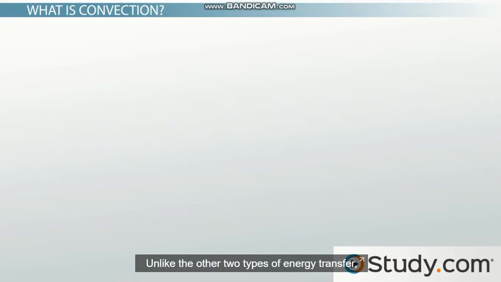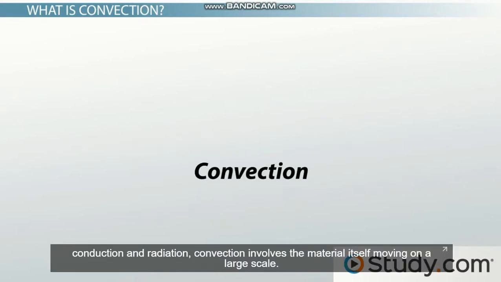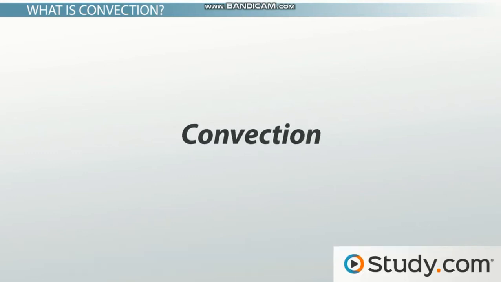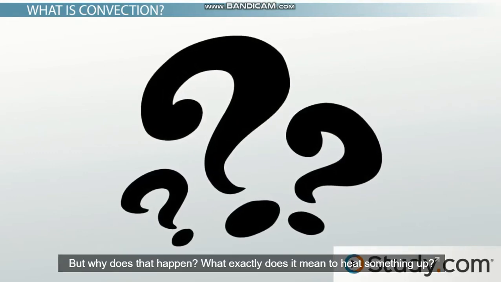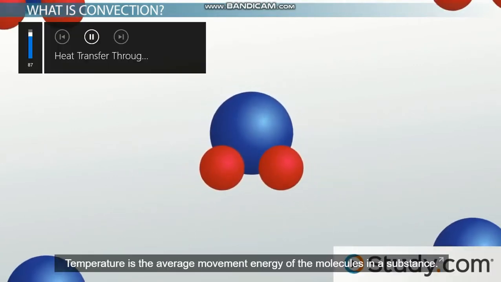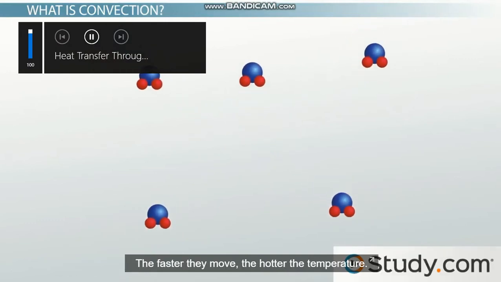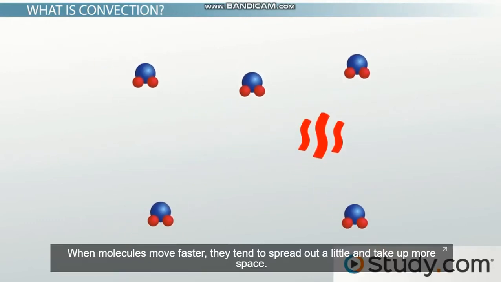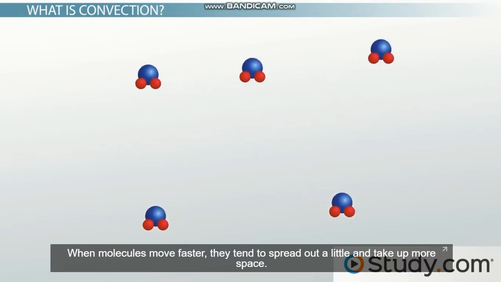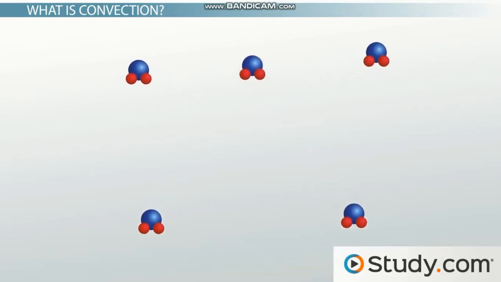Unlike the other two types of energy transfer, conduction and radiation, convection involves the material itself moving on a large scale. But why does that happen? What exactly does it mean to heat something up? Temperature is the average movement energy of the molecules in a substance. The faster they move, the hotter the temperature. When molecules move faster, they tend to spread out a little and take up more space. And if the molecules are more spread out, that means the substance is less dense.